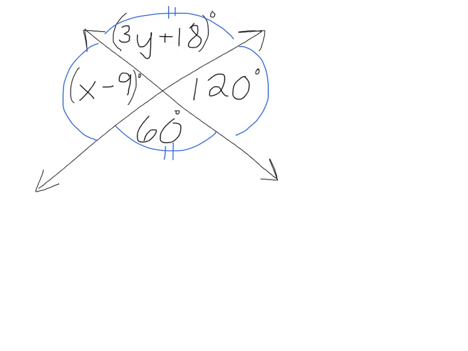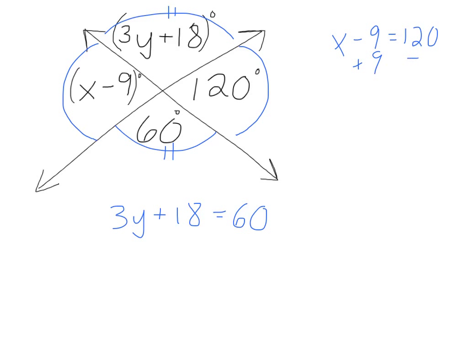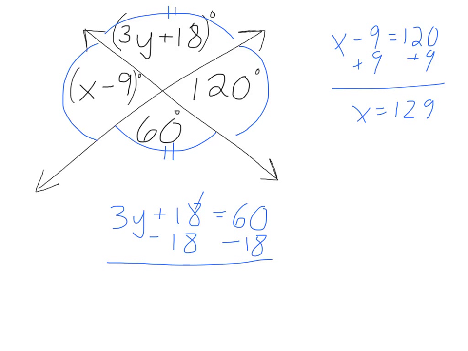Okay, so since we know that things are congruent, or their measures are equal, we can say x minus 9 is equal to 120 degrees because vertical angles are congruent. And we can also say that 3y plus 18 is equal to 60 degrees. If we do a little algebra here, add 9 to both sides. Okay, so x is 129 degrees. And y, if we subtract 18 first, to isolate the variable y, we've got 42 here, divide by 3, divide by 3.